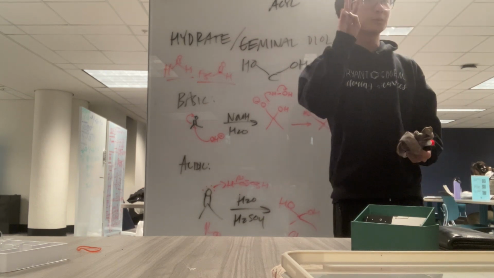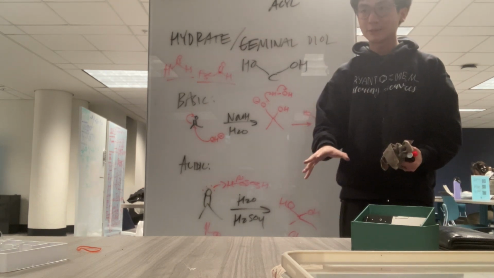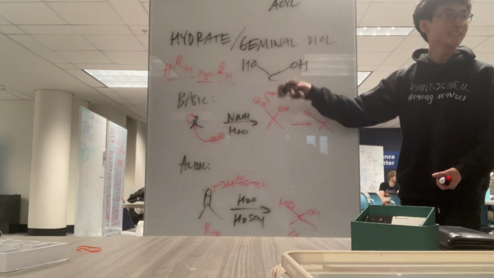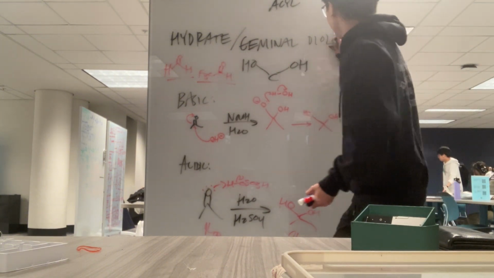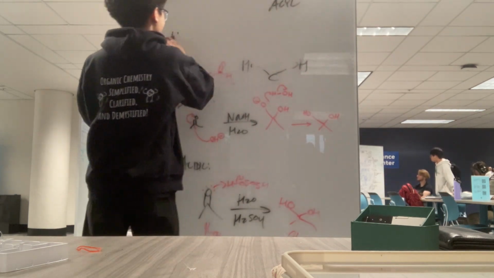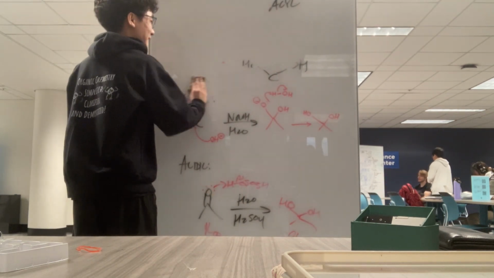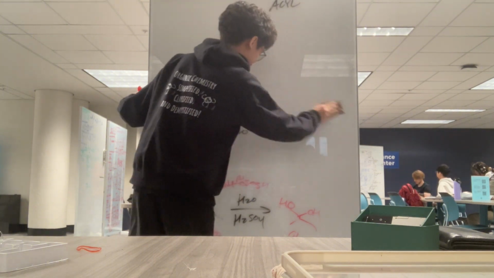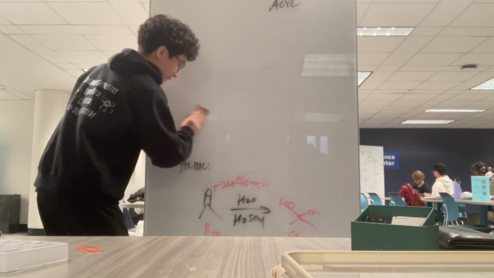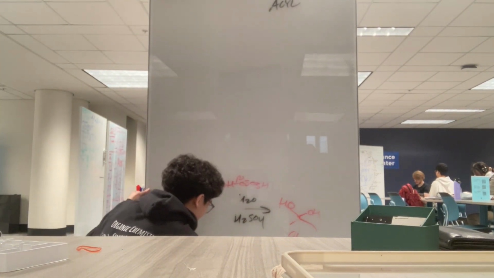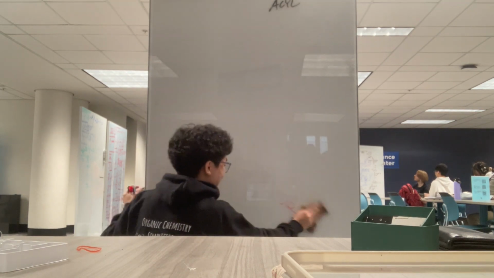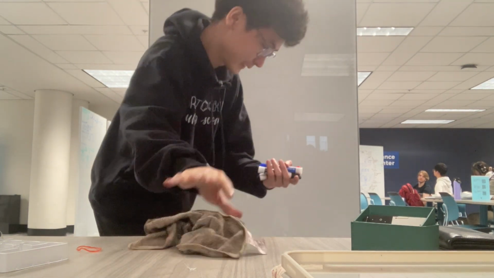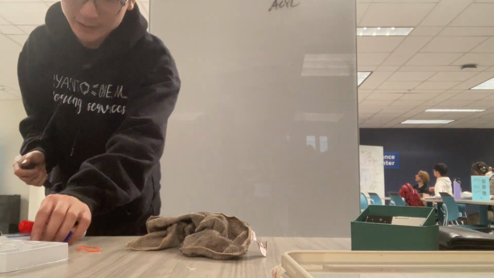Okay. There's 3 more major reactions for chapter 17 I want to go over before moving on to chapter 18. Any questions on this before I move on? Okay, let's go. So the next thing I want to go over is amines and enamines.